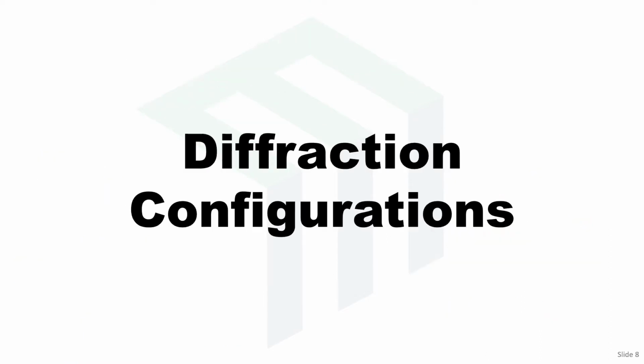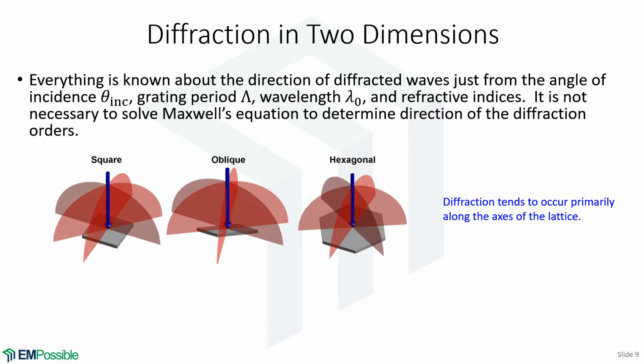Now let's talk more about diffraction configurations. To this point, we've talked about diffraction from ruled gratings. A lot of times these are just called 1D gratings, because they're just lines that go in a single direction. But we can have periodic structures or gratings that aren't just lines. They're an array of holes or an array of hexagons. And in the plane of the diffraction grating, we can think of that as a two-dimensional lattice.